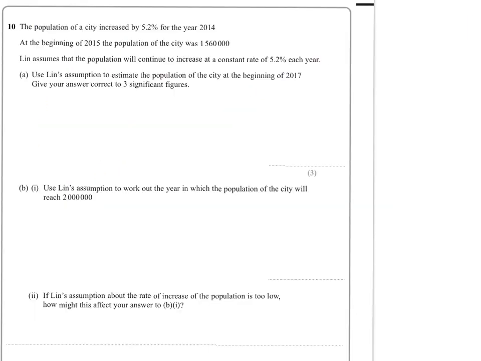Question 10. There's a lot of words in this question, so we'll do this slowly. It says the population of a city increased by 5.2% for the year 2014. And it says at the beginning of 2015, the population was 1.56 million.